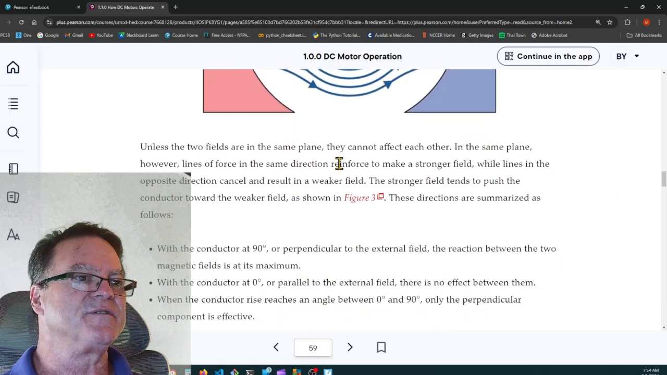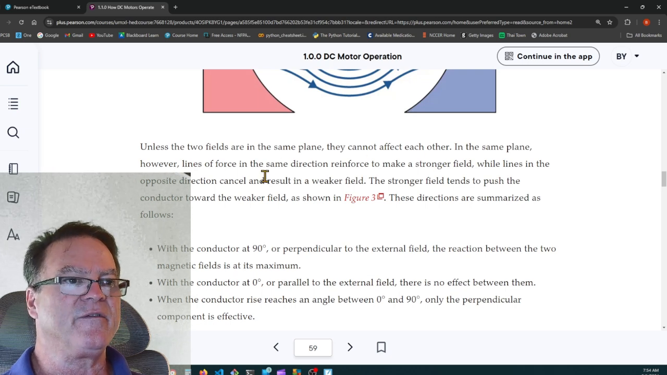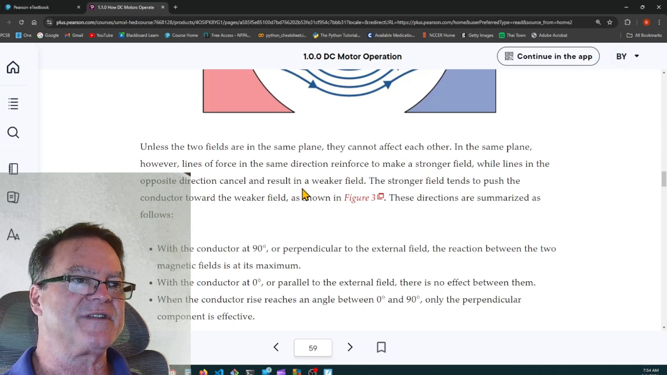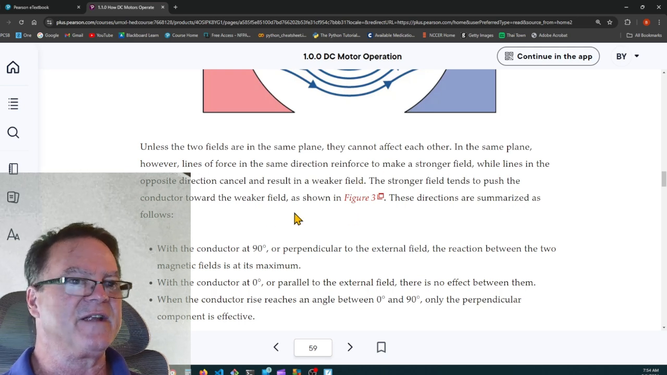It says unless the two fields are in the same plane, they cannot affect each other. In the same plane, however, lines of force in the same direction reinforce to make a stronger field, while lines in opposite directions cancel and result in a weaker field. The stronger field tends to push the conductor toward the weaker field.